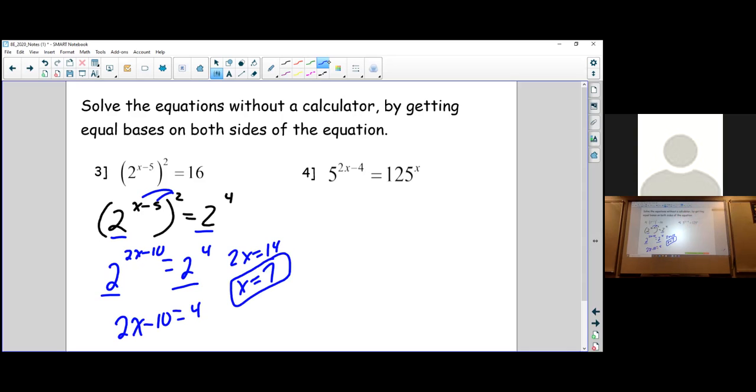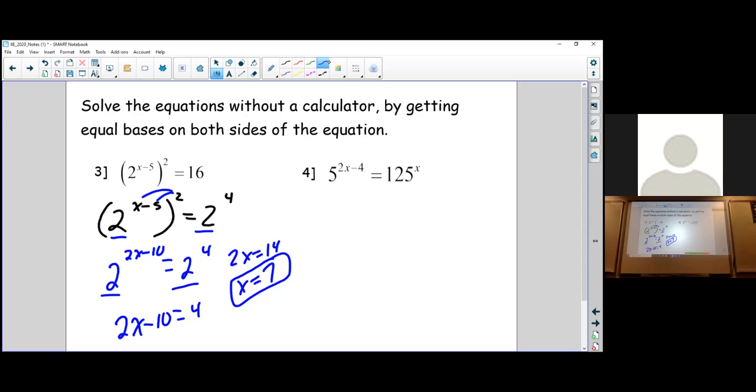So problem number 4, same idea. 5 is one of my bases. 5 is a prime number. Can I turn 125 into 5 to some power? What do you think? 5 to some power, is that the same thing as 125? If so, what power is it?